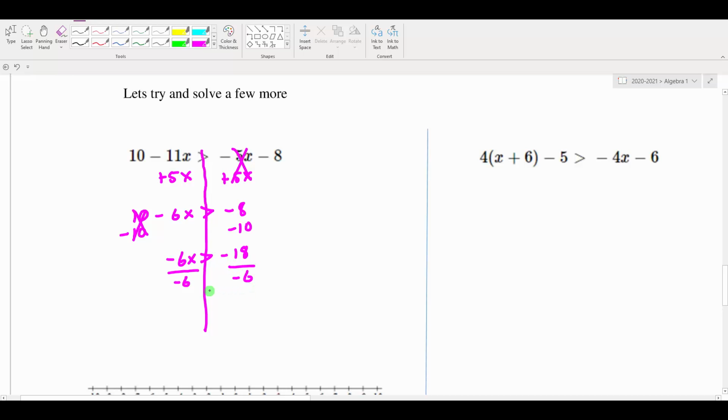Right, so we divide by -6 on both sides. The -6's cancel. X is all by itself, greater than, and if I do -18 divided by -6, we get a positive 3, but alert, alert, alert, right? We divided by a negative number, so we have to flip the inequality. So flip that inequality, so our final answer here is going to be x is less than 3.